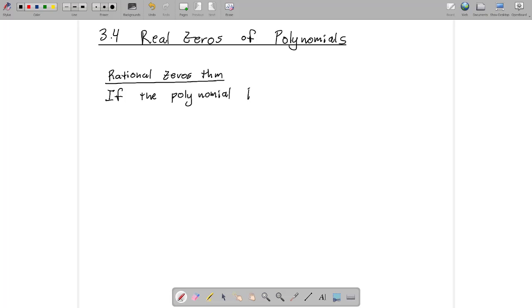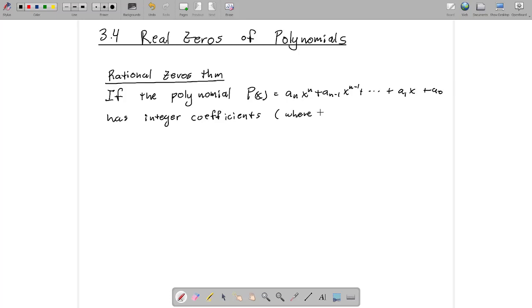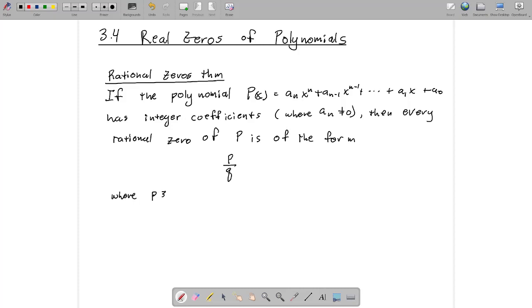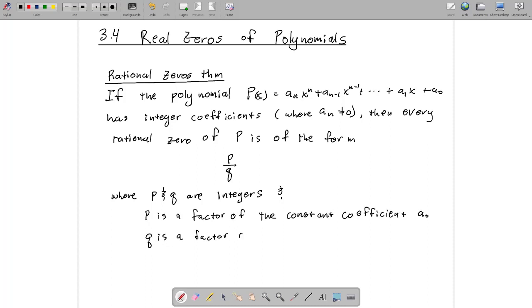If the polynomial p of x equals a sub n x to the n plus a sub n minus 1 x to the n minus 1 all the way down to a1 x plus a sub 0 has integer coefficients where a sub n is not equal to 0, then every rational zero of p is of the form p over q, where p and q are both integers, and p is a factor of the constant coefficient a sub 0, and q is a factor of the leading coefficient a sub n.